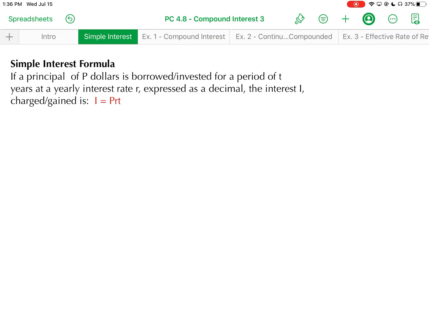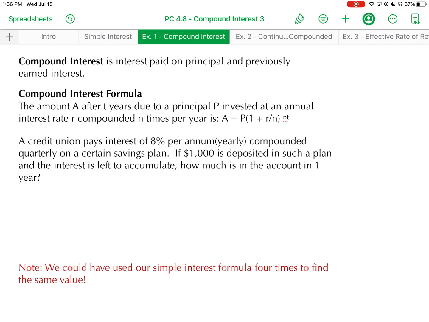Okay. Then we have compound interest. Now, compound interest is the interest that you want to take advantage of in an investment scenario because it's interest paid on principal and any previously earned interest. So basically what we mean by that is you put your money into a bank account, let's say, and over a certain amount of time, they give you some interest to tack on to your original principal. So that means your balance in the account is a little bit higher now.